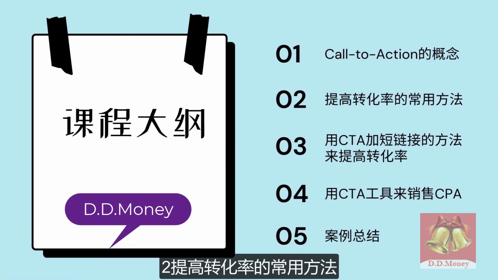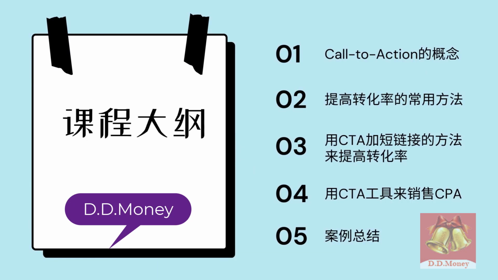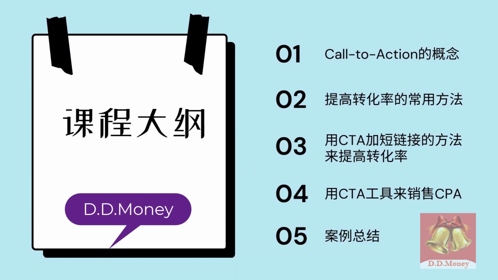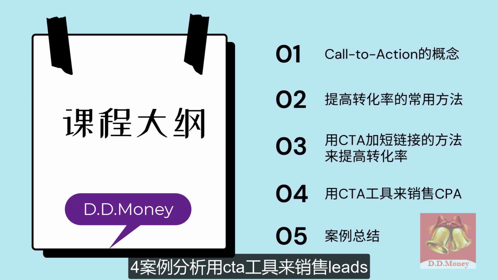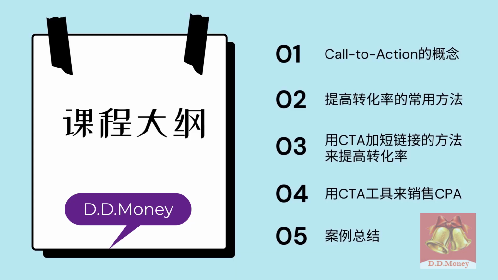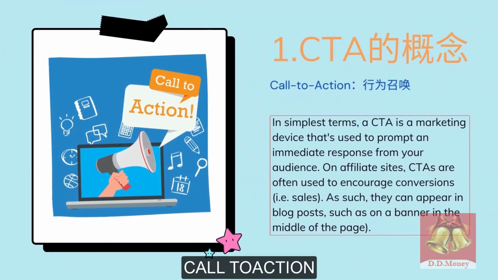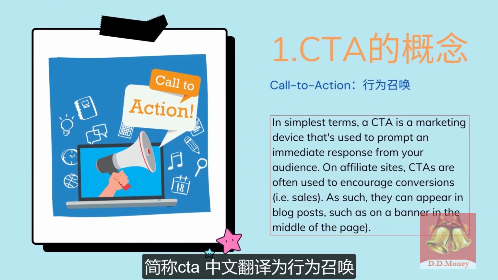The course is divided into the following parts: 1. Concept of call to action. 2. Common methods to improve conversion rate. 3. Use CTA and short links to improve conversion rate. 4. Case study, use CTA tools to sell leads. 5. Course summary.